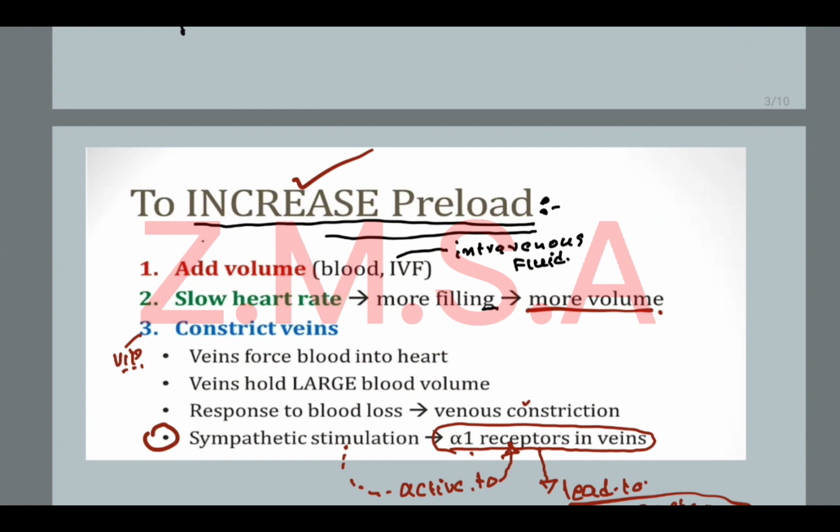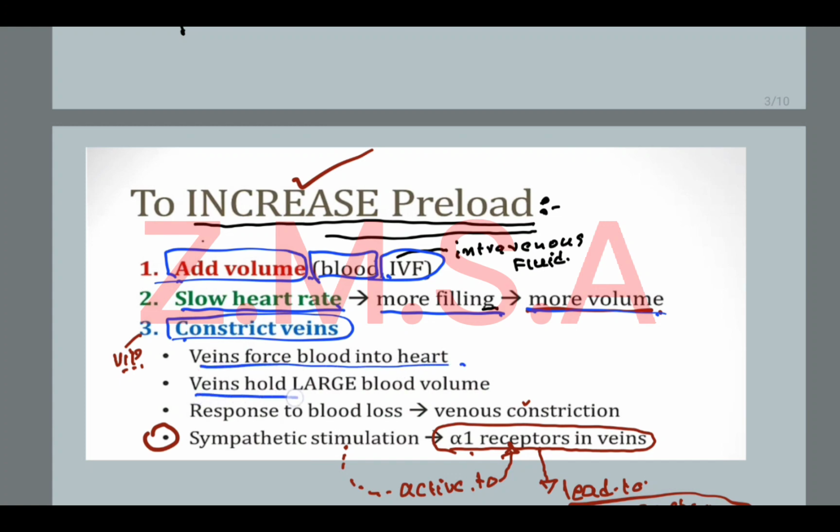The most important point: preload increases by 3 parameters. One is adding volume, for example blood transfusions in someone, and intravenous fluid transfusions. Next is a slow heart rate. Definitely when the heart rate is slow, there is more time for filling and more volume. And the third one is constricting veins. For example, veins force blood into the heart. Veins hold large volumes and respond to blood.